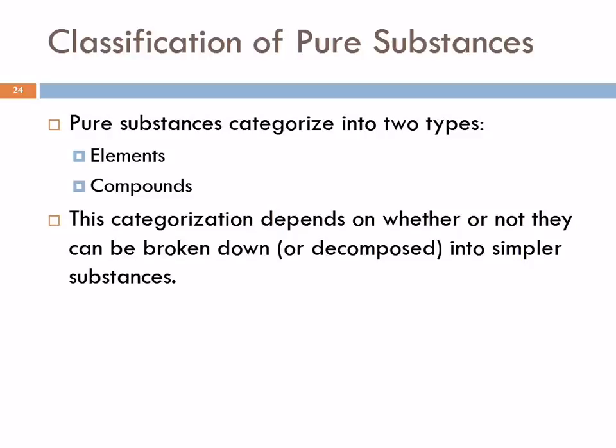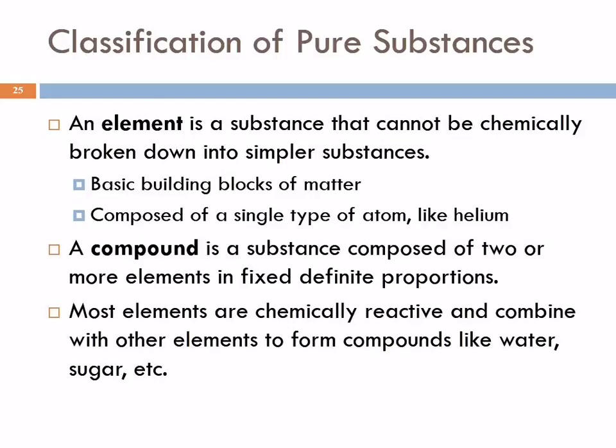Within pure substances, there are two types. There are elements and there are compounds. And this categorization depends on whether you can break that substance down into simpler things or not. So an element cannot be broken down into simpler things.